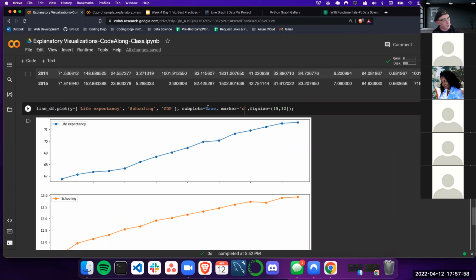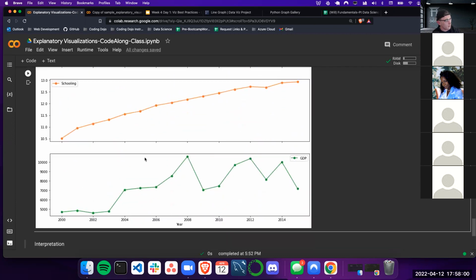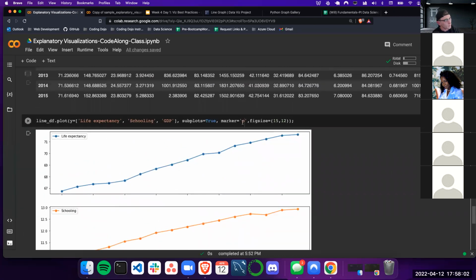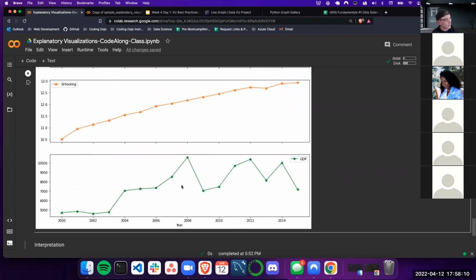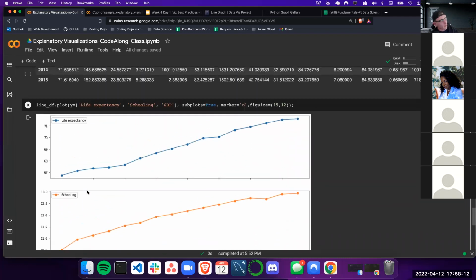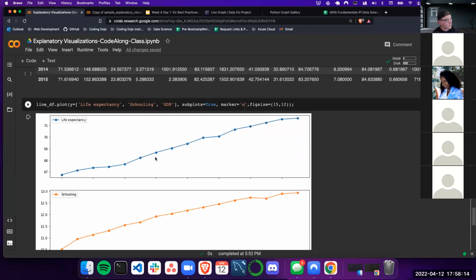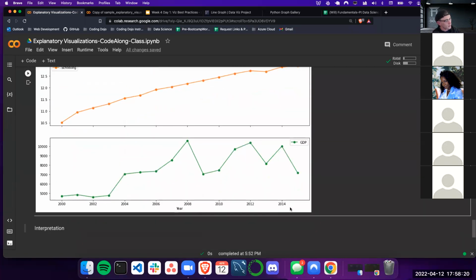Now, when I say subplots equals true, that's what allows the multiple graphs. My marker is what gives me my dots. And then my fig size is obviously the size of my actual figure. And so by just running this code, this is what it gives me. It gives me these three graphs, and I can see life expectancy over the certain years, right?